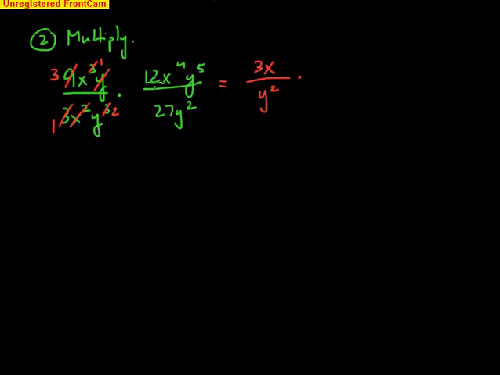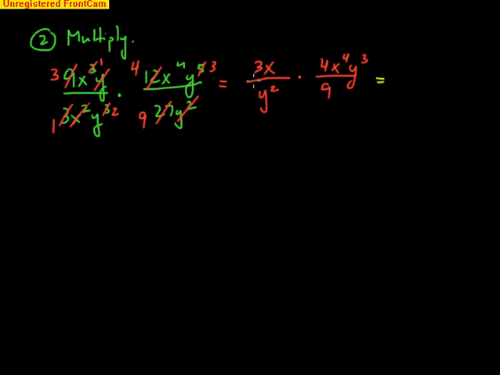Now, in the second fraction, 12 and 27 share a common factor of 3. 3 goes into 12 4 times. 3 goes into 27 9 times. And that's all the simplifying for those two numbers. X to the fourth on top, no x's on bottom, so we leave it alone. Y to the fifth on top, y squared on bottom. The y squared goes away and takes away 2 from the y to the fifth to make it a y to the third.